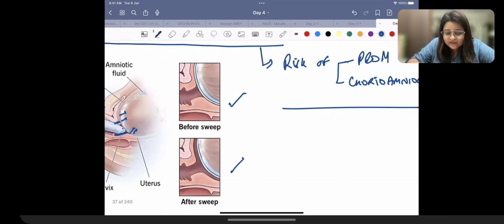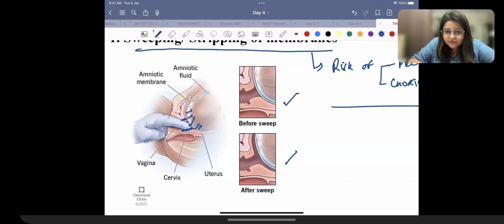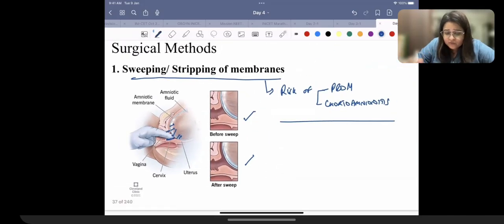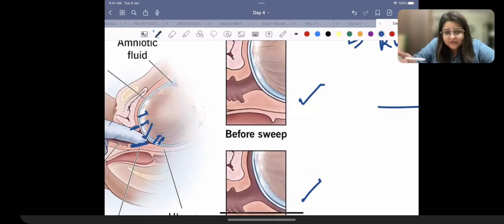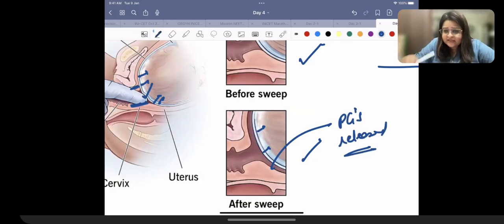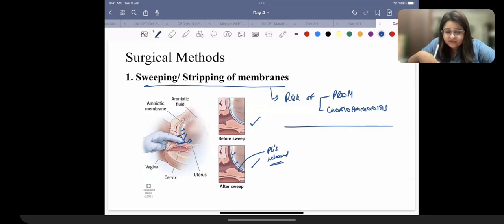Also, you can do it only if the os is open, at least one finger open for you to be able to do it. Otherwise you're not able to do it. Okay, so how does it act? How does it cause the patient to go into labor? By doing the stripping of membranes, endogenous prostaglandins are released, and that leads to uterine contractions. Okay, so that's the mechanism of action.